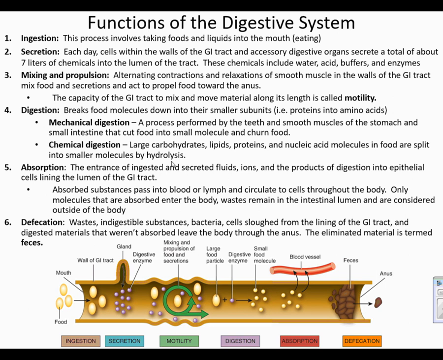Now, for that to occur, we must bring those substances into our blood or lymph, and that's what absorption is. The entrance of ingested and secreted fluids, ions, and the products of digestion into epithelial cells that line the GI tract. Those absorbed substances either then make their way into the bloodstream or into our lymph, where they then can circulate to the cells throughout the body. Only molecules that are absorbed enter the body. Wastes remain in the intestinal lumen and are considered outside of the body.